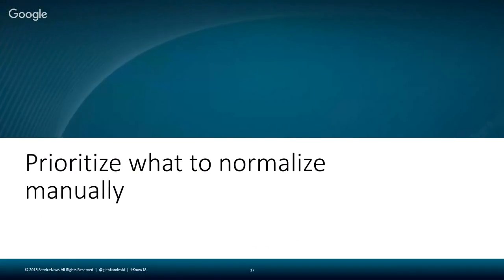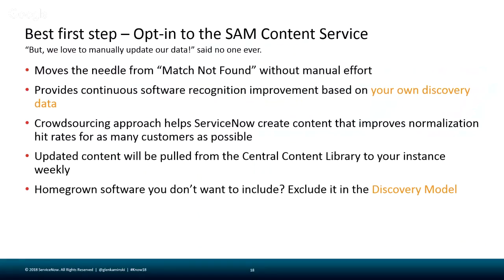So now that we understand what normalization is, why it's important, and are starting to work with your discovery information, let's talk a little bit about how you're going to start taking the first steps to normalize and improve those hit rates so that you're confident about the license position and the counts that you have for your software installations. I mentioned this earlier, and here's the thunder I stole. Make sure that the first step is to opt in to that SAM content service. As we love to say, we love to manually update our data, said absolutely no one ever.